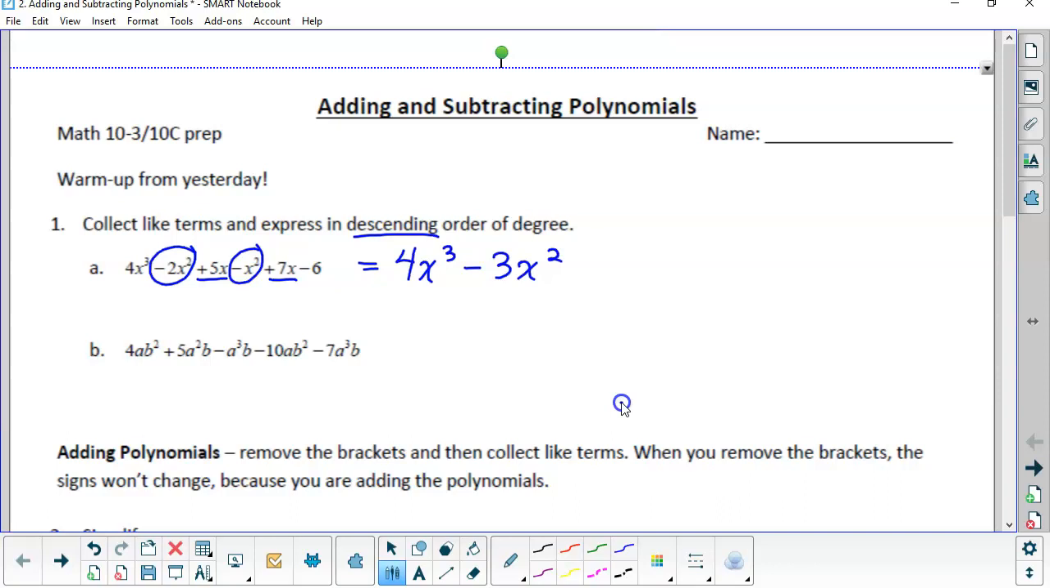So it's the same as subtract 3x squared. And then positive 5x plus 7x is 12x. So plus 12x and then minus 6. Okay, so check your answer with that.